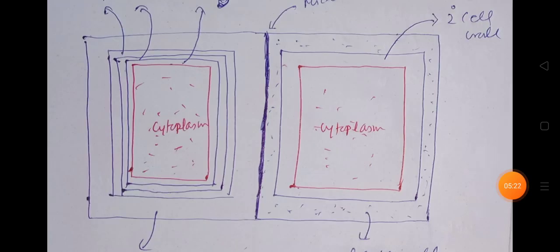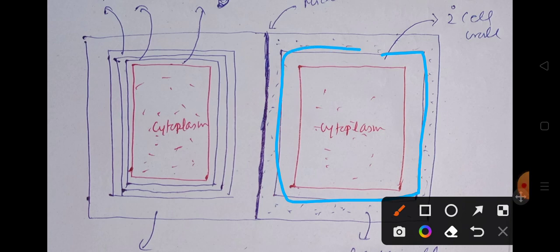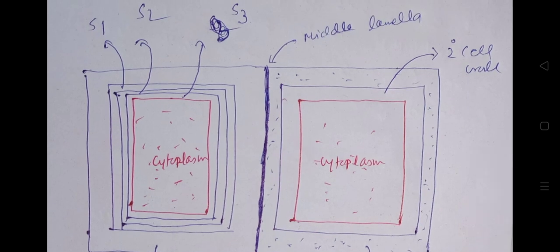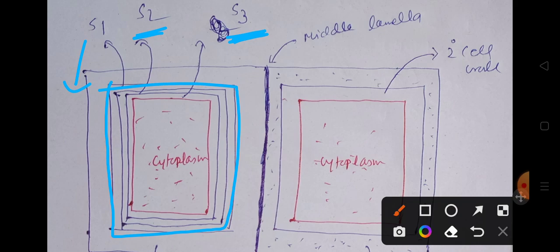Now, in the inner part of the primary cell wall and just beside the cytoplasm, there is another layer of cell wall which we will call the secondary cell wall. That means this part is your secondary cell wall. Okay, and this secondary cell wall will be formed after the primary cell wall. It usually consists of three layers: S1, S2, S3. S1 is the outer layer, the first layer from the primary cell wall, S2 is the middle layer, and S3 is the innermost layer just beside the cytoplasm.